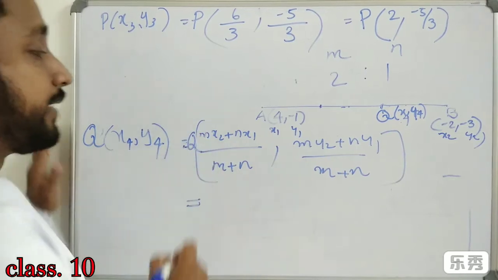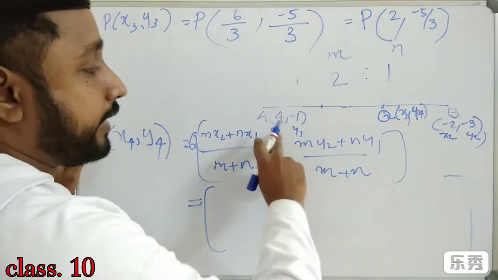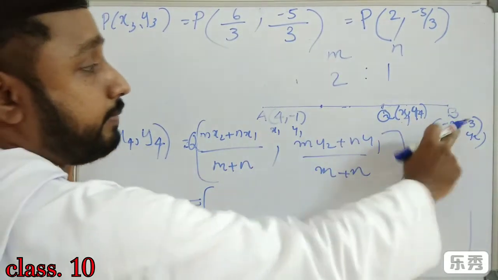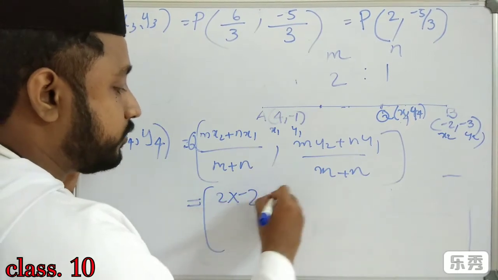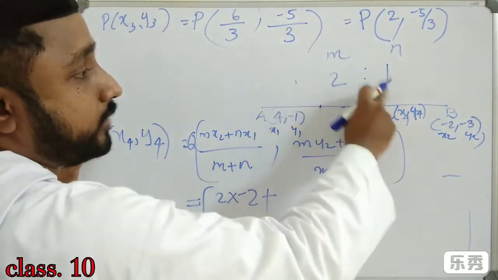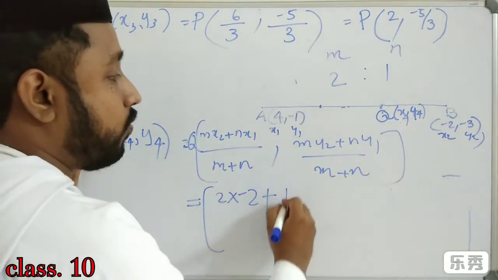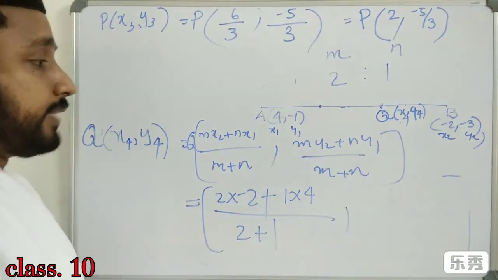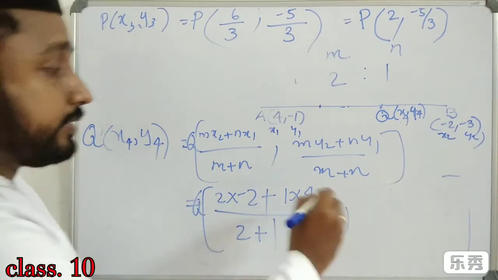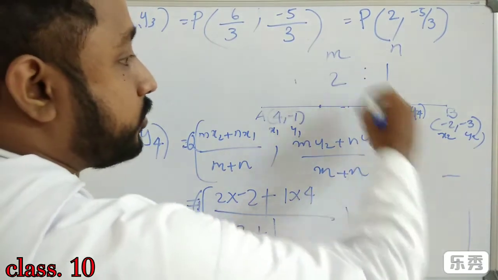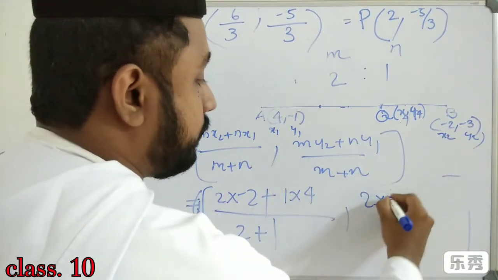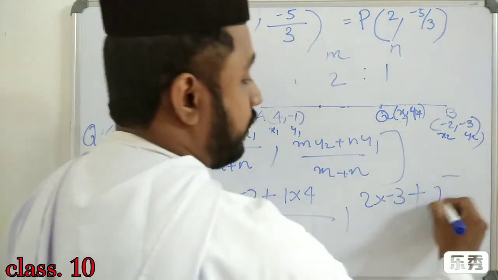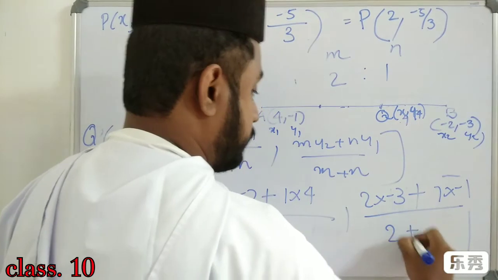Q of mx2 plus nx1. So this is x1, this is x2. So m is 2, x2 is minus 2, so 2 into minus 2 plus n x1, n is 1, x1 is 4, so 1 into 4, by m plus n, 2 plus 1, that is 3. The second coordinate of Q: m is 2, y2 is minus 3, 2 into minus 3 plus n y1, n is 1, y1 is minus 1, 1 into minus 1, by 2 plus 1.